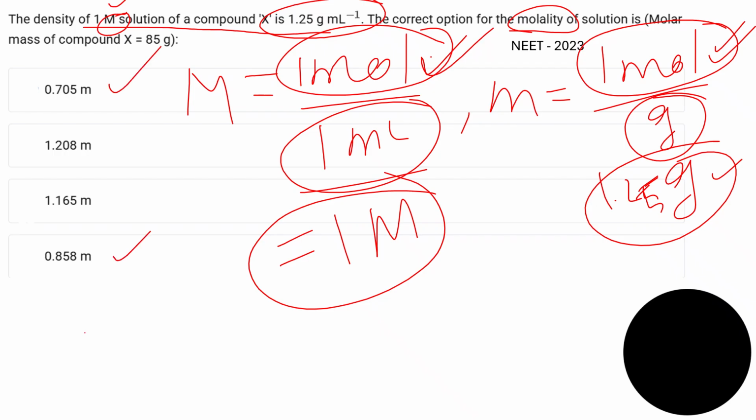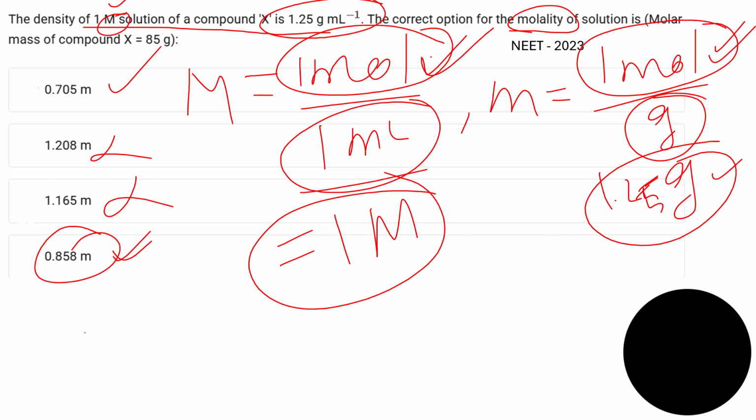So option can be 0.705 or 0.858. These two options are wrong. We can neglect these two. Why? Density is equal to rho, m by v, mass by volume. The only one formula helps us to neglect two options from the four options. Just multiply 1 divided by 1.25, you will get 0.8 something value. This is the answer. Very simple.